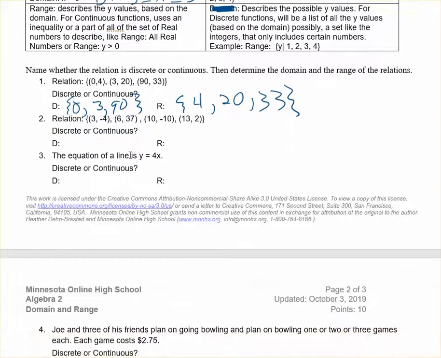Number 3 is a linear function. It's a line. We talked about that. That will be a continuous function. Unless the domain is limited in some way, like it says that x can't be something, then your domain will be all real numbers. And in linear functions, the range is also all real numbers. So you would write that for both of them.